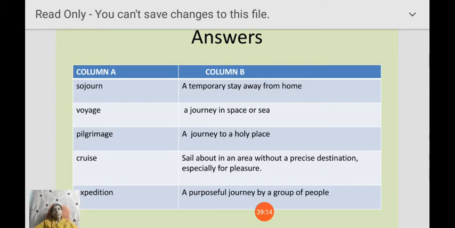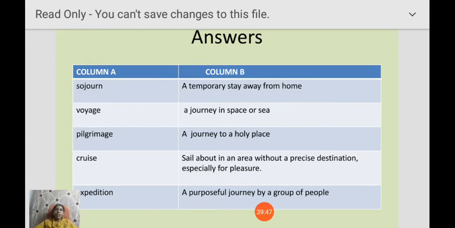The first is sojourn. A temporary stay away from home. You went somewhere, you are staying there temporarily, we call it sojourn. Voyage. A journey in space or sea. The journey in space as well as in sea is called voyage. He went for a voyage, we say. That means either he is going in space or sea.